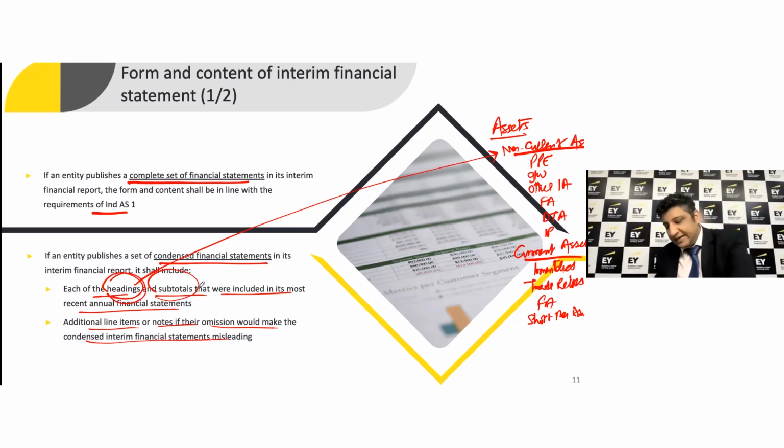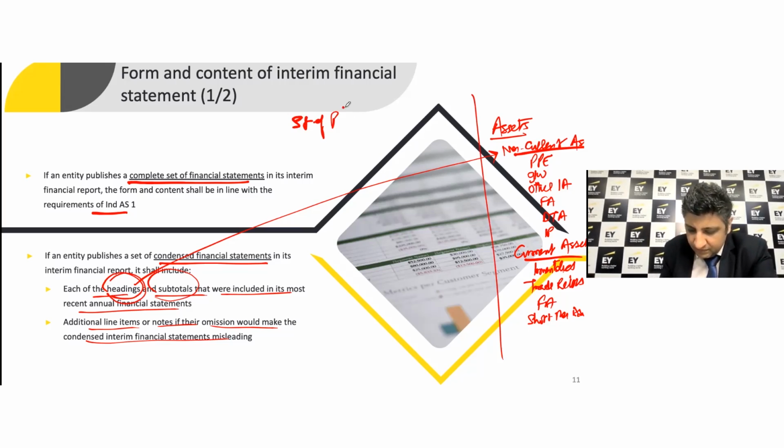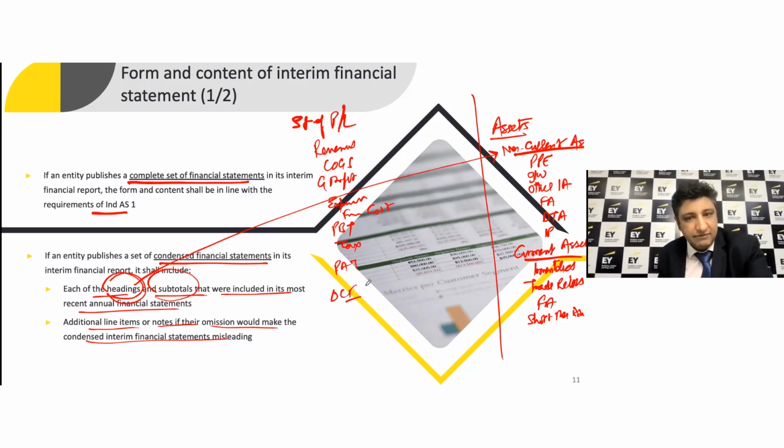So all these headings would be a part of the interim financial reporting as well. And so is the case when you look at your statement of profit or loss: we'll have revenue in place, you have cost of goods sold, you would have gross margin or gross profit, a list of expenses, of course your profit before tax, finance cost, tax expense, and profit after tax, and the other comprehensive income for that matter. So you bring all these headings and subheadings as a part of your interim financial statements as well.